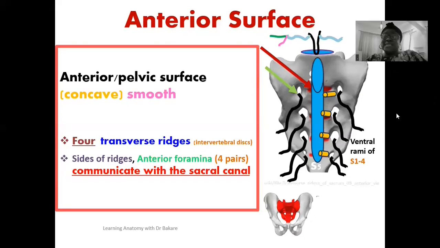The sacral canal and the sacral foramina need to communicate because the nerve bundles that emerge at the terminal part of the spinal cord need to pass through the sacral canal before they finally find their way out of the sacrum through the anterior and the posterior sacral foramina. So there is a need for this structural connection to occur.